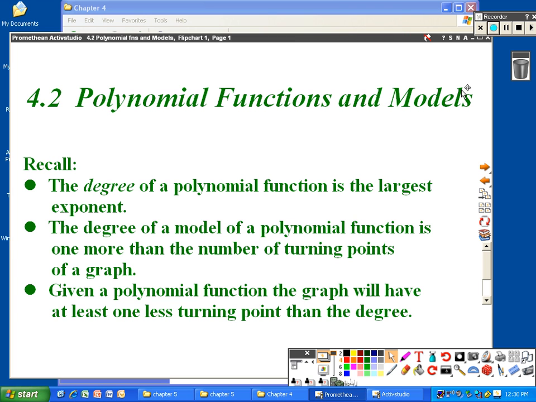Discussing polynomial functions and their models. Recall from the past that for a polynomial function, the degree is the largest exponent involved. The degree of a model of a polynomial function is one more than the number of turning points in the graph. And when you are given a polynomial function, the graph will have at least one less turning point than the degree.